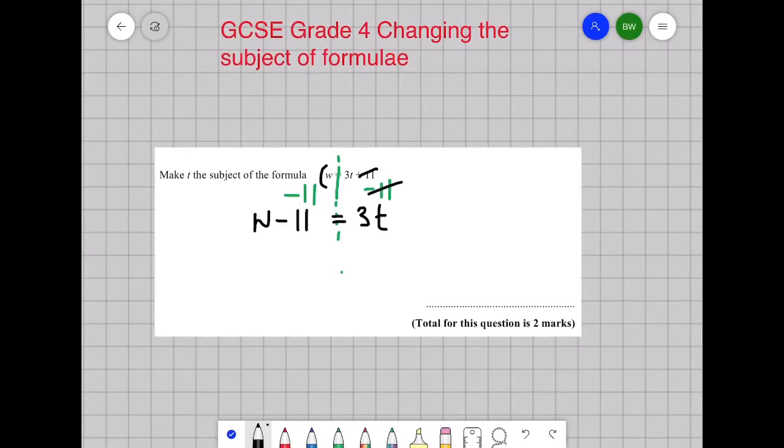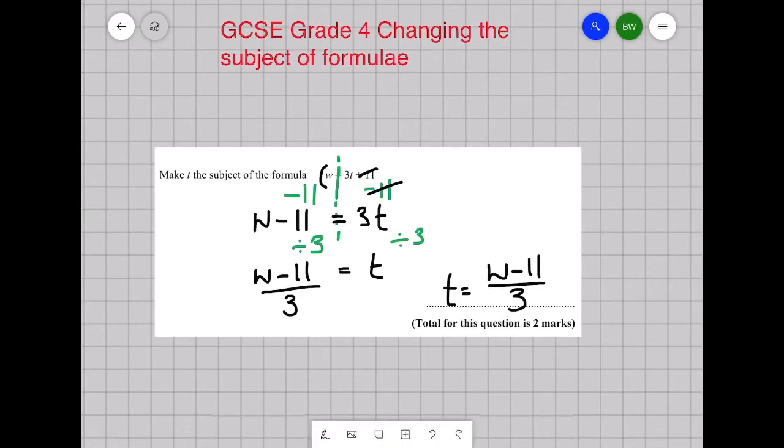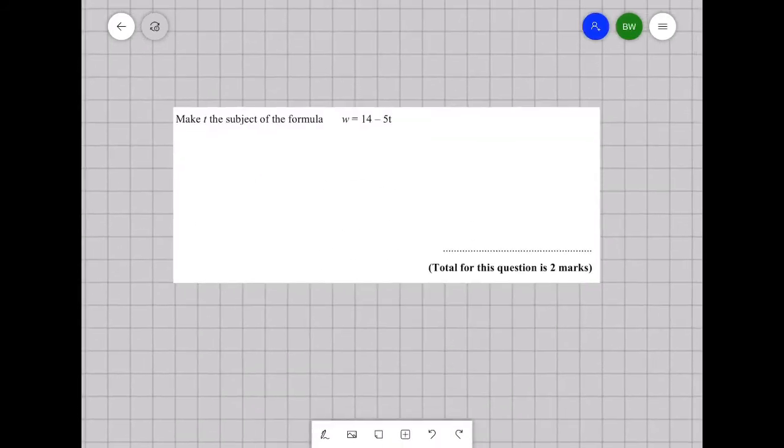And I need to get from 3t to t. So to get from 3t to t, I divide by 3. So I'd also have to divide this side by 3, which would leave me with w minus 11 all over 3. And I can leave it like that. Okay, so using that example, try this question here.